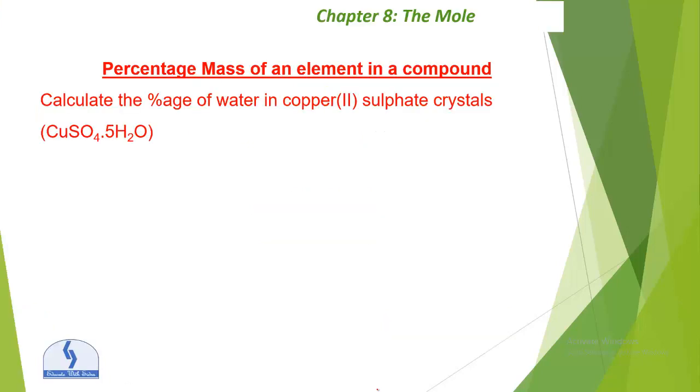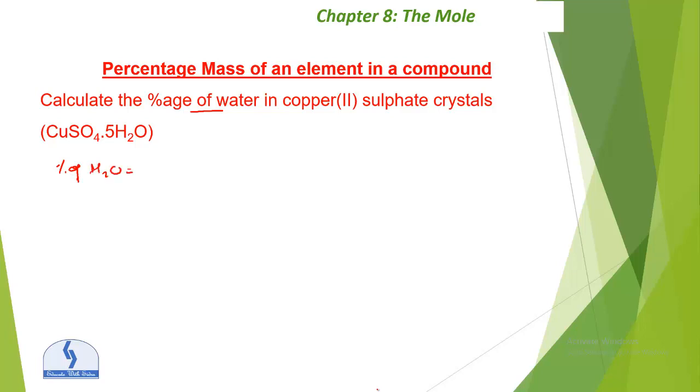Let's start the video. Percentage mass of an element in a compound. Calculate the percentage of water in copper sulfate crystals, that is CuSO4 plus 5H2O. How will you do that? Percentage of water, okay? So we know the formula.